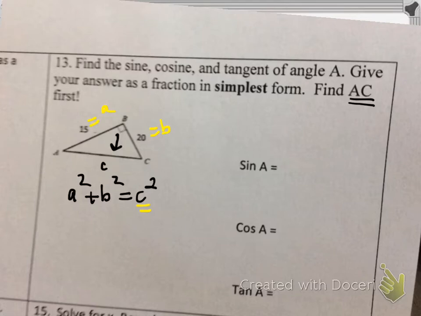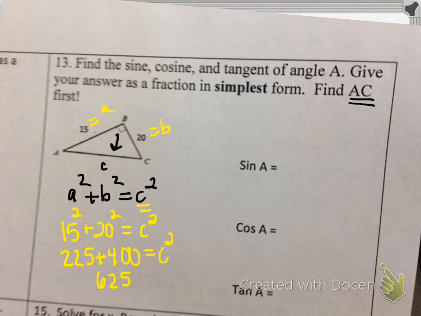So a would be 15, so 15 squared plus b squared, 20 squared, is equal to hypotenuse c squared. 15 squared is 225 plus 20 squared is 400, and that's equal to c squared. If I add these together, I get 625 is equal to c squared. Then finally, to get the c alone, to get rid of a power of 2, you take the square root of both sides, so c is 25. So erase that there and write my 25.